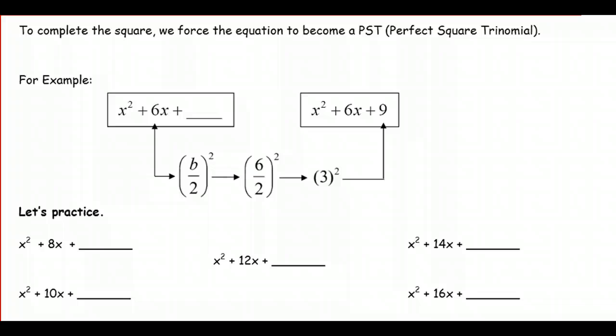By completing the square, we are forcing a binomial expression, meaning an expression with two terms, to become a three-term expression, so a trinomial perfect square. To complete the square, we take half of the b value and we square it. So in this case, our b value is 6, so we take 6 and divide it by 2, we get 3 and we square it. 3 squared is 9, so we add on 9 to our binomial expression. So our new expression is x squared plus 6x plus 9.